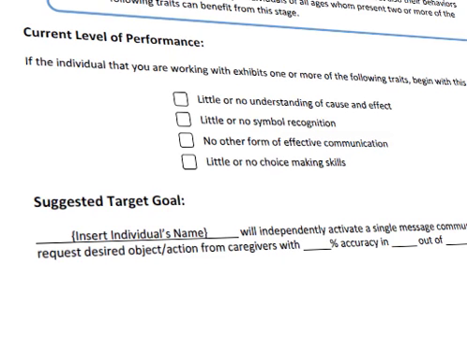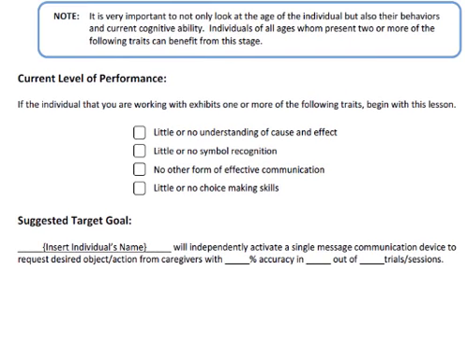And then the last thing is a suggested targeted goal. So whether you're in a school system, or if you need something for a therapy plan for your individual, there's a suggested target goal. So for instance, this one says you insert the name, will independently activate a single message device to request desired objects and actions from the caregiver, and then you do a percentage and accuracy rate at that point. So it even has suggested goals for you.